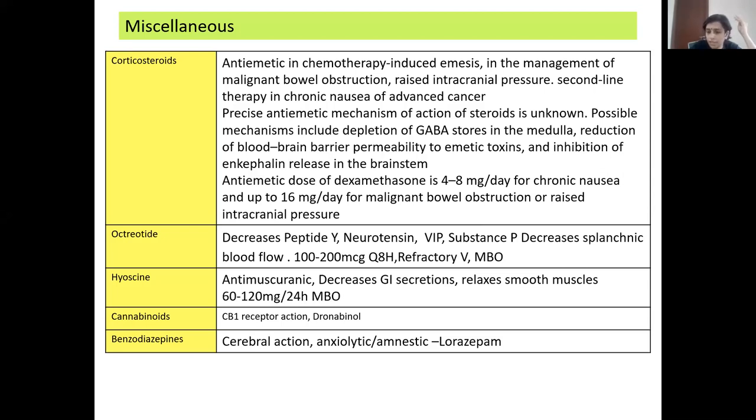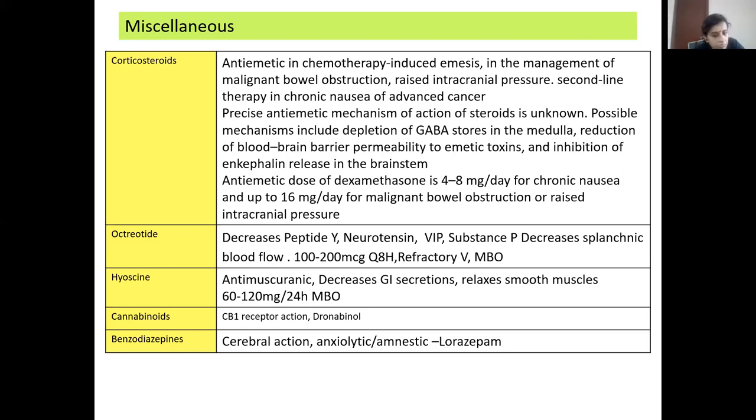Hyoscine is an antimuscarinic. Buscopan is the name that we all are familiar with. It decreases the secretion and relaxes the smooth muscle. So it can be given as either continuous infusion or intermittent dose. Generally, oral medication is not preferred when it comes to buscopan because the oral bioavailability is very, very poor when you give it orally.